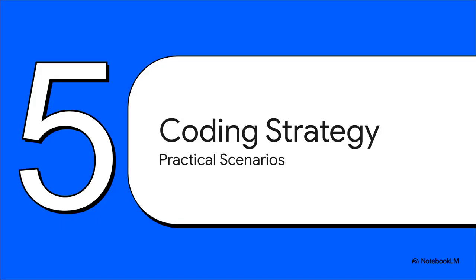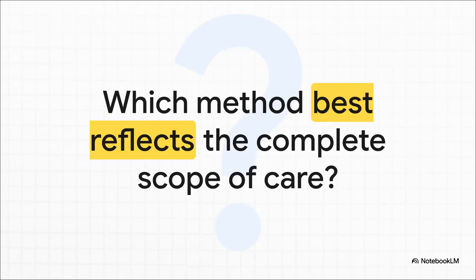Let's bring it all home with Section 5, Coding Strategy. Okay, so we know the rules for MDM, and we know the rules for time. When you get a beautifully documented note that has both a clear MDM and a specific total time recorded, I want you to look at the chart holistically. Ask yourself this one specific question. Which method best reflects the complete scope of care provided today? Because at the end of the day, your goal as a coder is to ethically and accurately capture the full extent of the provider's hard work.